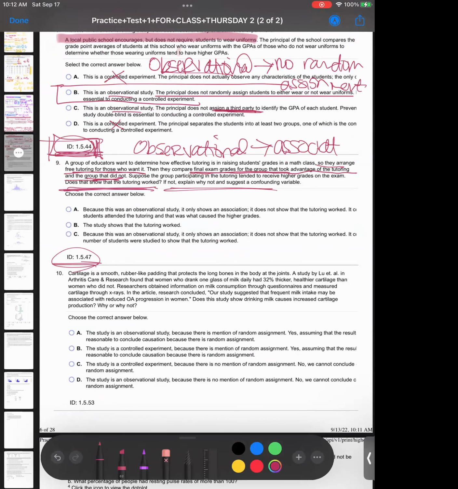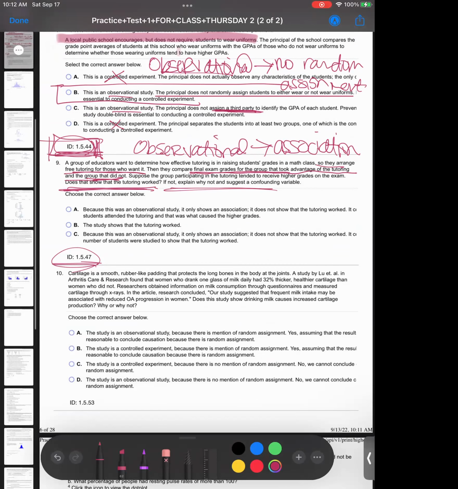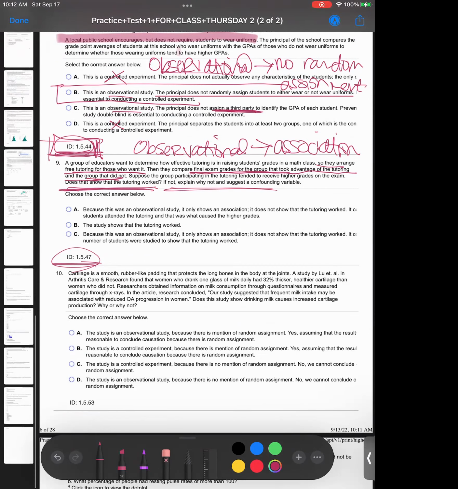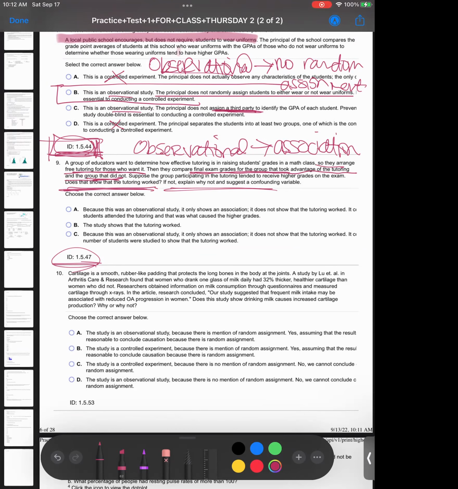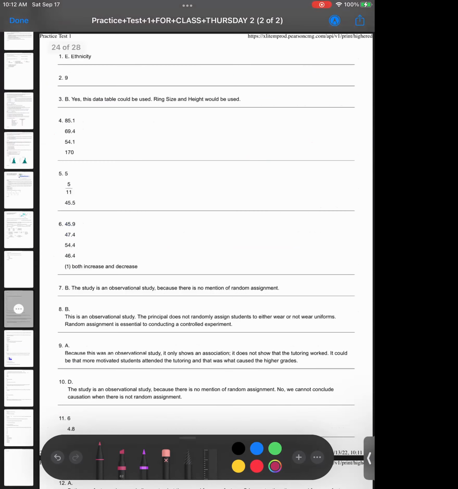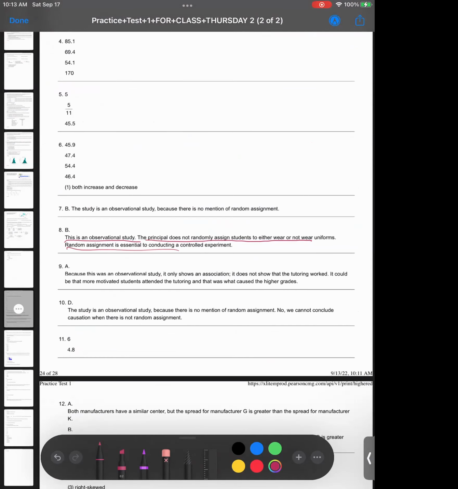For this one, the confounding variable would be that those who chose to go to tutoring are probably people who are already really highly motivated. That's kind of what they said. It's cut off here, but I think that was the answer. Give me 1 second. The way that it wrote it, I'm sorry it cut off. It's not the best at printing. So I think it said it's observational.